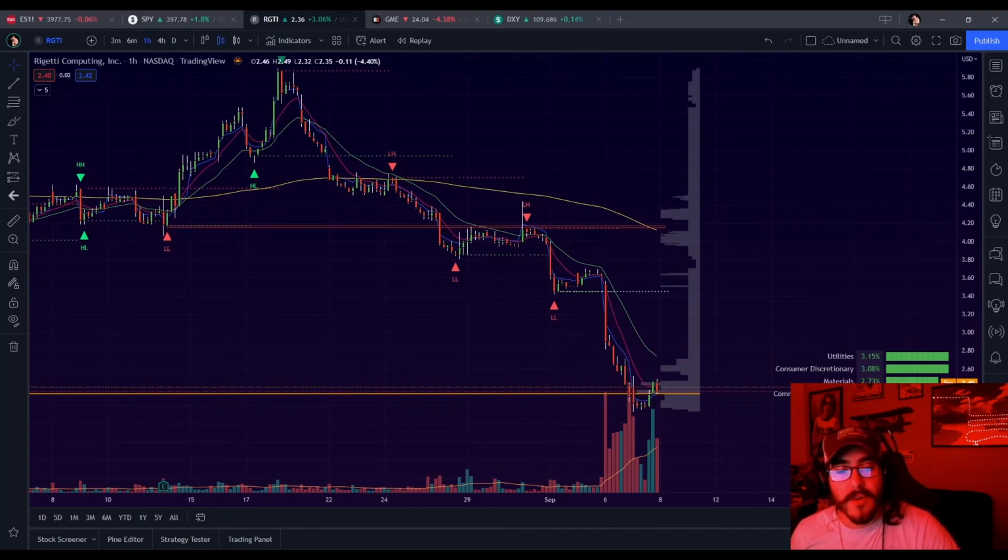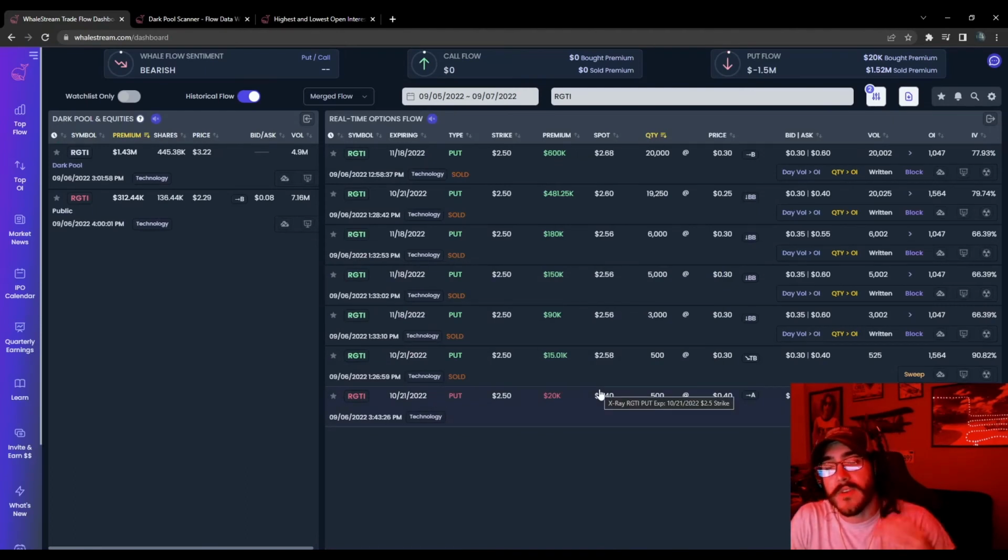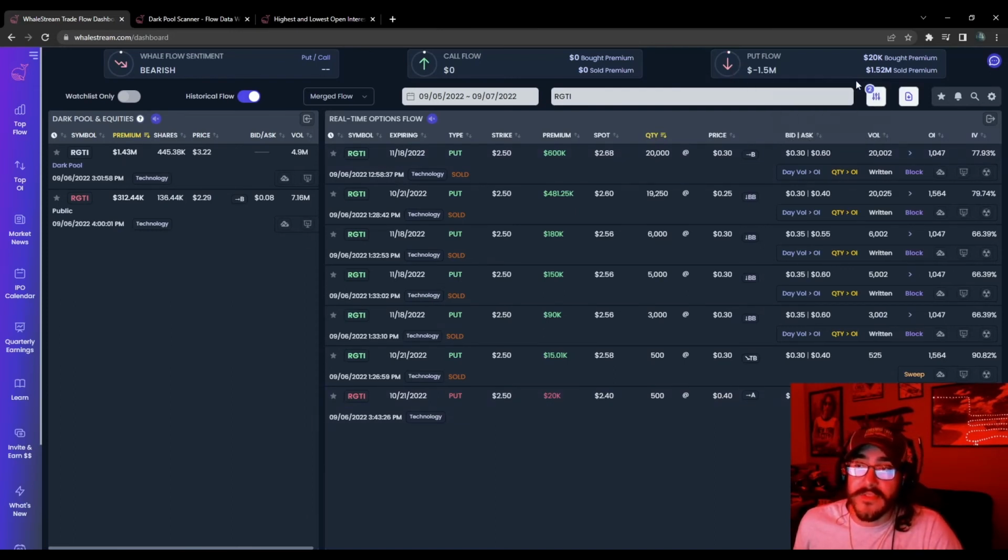240 a share. Now what were they actually trading here? Well, they were selling the 250 put here. Selling it. Okay, typically that is something that's bullish. Again, the quantity is something to be concerned about here, and the overall premium. Looking at the top of the screen over here on Whalestream, you'll also see 1.52 million sold premium this week so far on RGTI. So I'm going to be looking at this company moving forward, and that's three tickers in just a few minutes. Now we know what to look at.